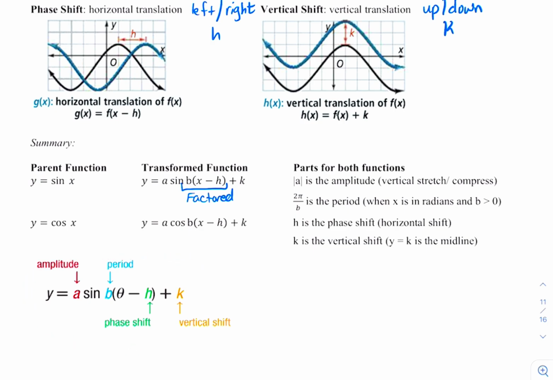Now domain is still going to be the same, so negative infinity to positive infinity, again, unless we have context, and then we need to adjust our domain to fit whatever context we're talking about. And now that we're adding in a vertical shift, our range is going to be affected. To calculate range, we have to take whatever that vertical shift is minus the amplitude, and then that vertical shift plus the amplitude.